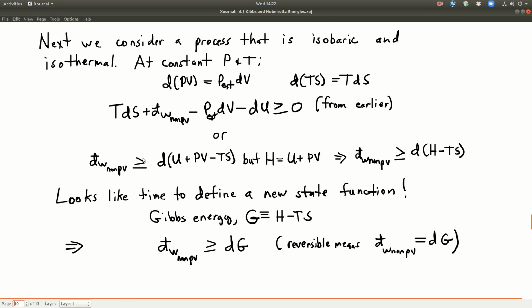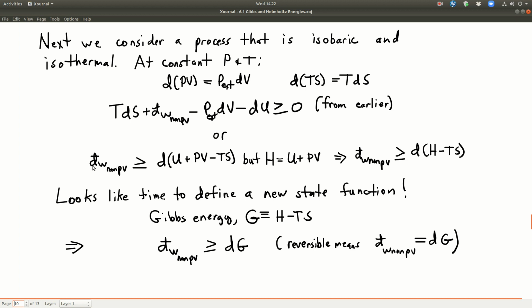Now, we're going to look at a different set of conditions, isobaric and isothermal. So constant pressure and constant temperature. At constant pressure, dPV is equal to P external dV, pressure is constant. At constant temperature, dTS is equal to TdS. And so from earlier, we already developed this expression right here, TdS plus d bar W non-PV minus P external dV, which is the d bar W PV, minus dU is greater than or equal to 0.